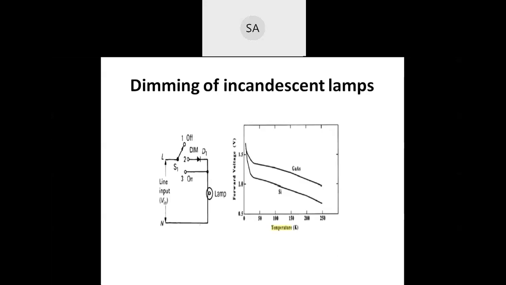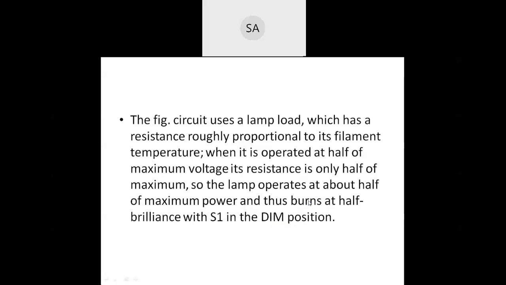And the third one is dimming of an incandescent lamp. Here this is the circuit we are using. This is the output from the rectifier, or you can take the AC main supply. It has a three-way switch, and we are connecting here one lamp, and this is a characteristic for the temperature sensing.